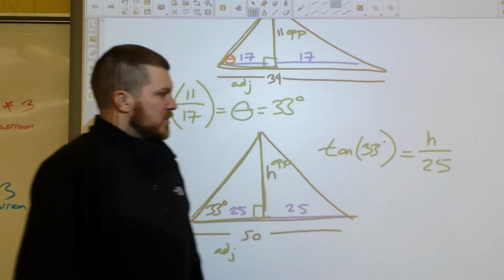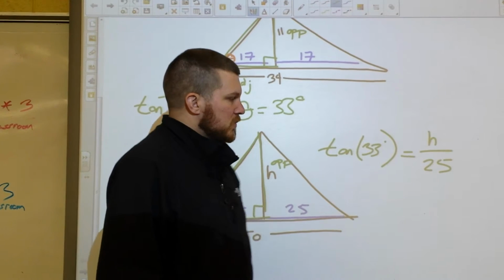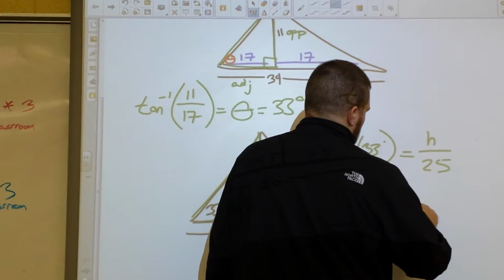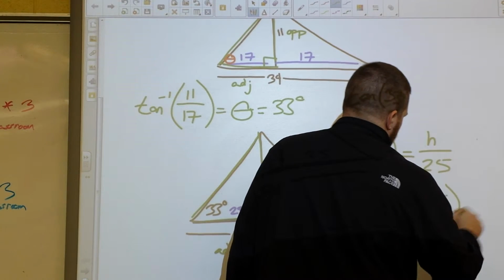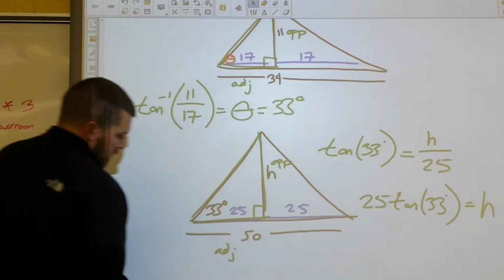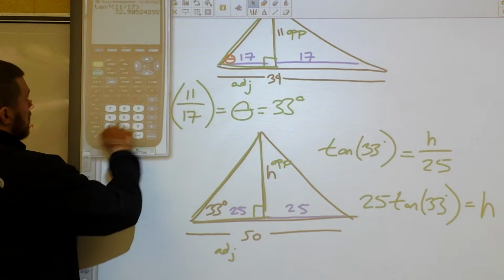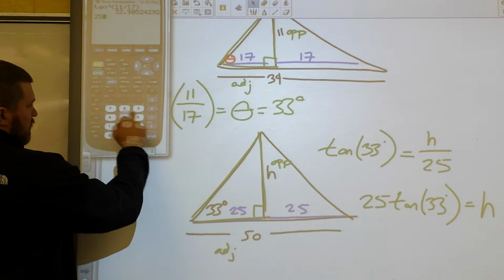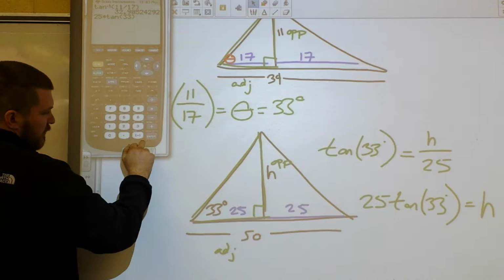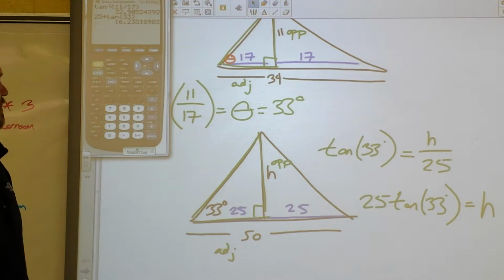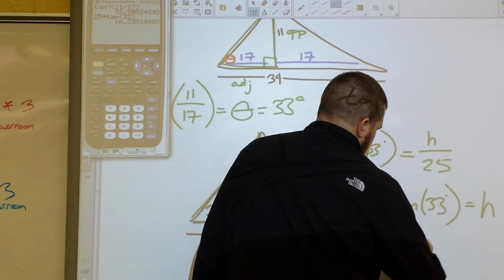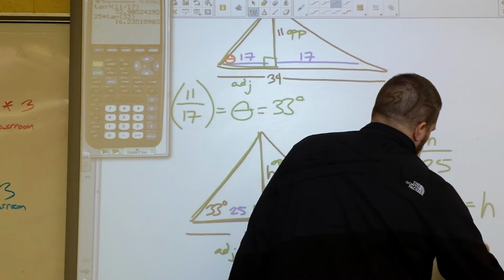And now I need to get H by itself, so I'm going to get rid of this fraction by multiplying by 25 on both sides. So 25 times the tangent of 33 degrees, and that's going to be equal to my height. So let's type that in our calculator and see what it comes out to be. So 25 times the tangent of 33 degrees. Again, I'm still in degree mode from the previous problem. I get about 16.24 feet. I'm rounding to 2 decimal places.